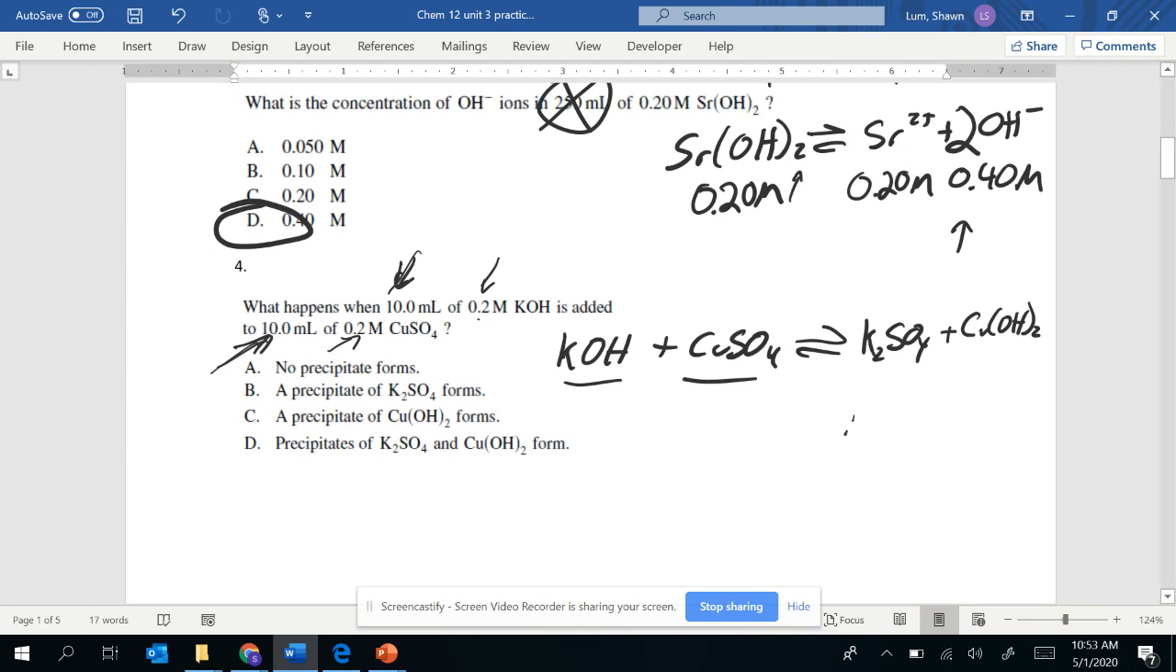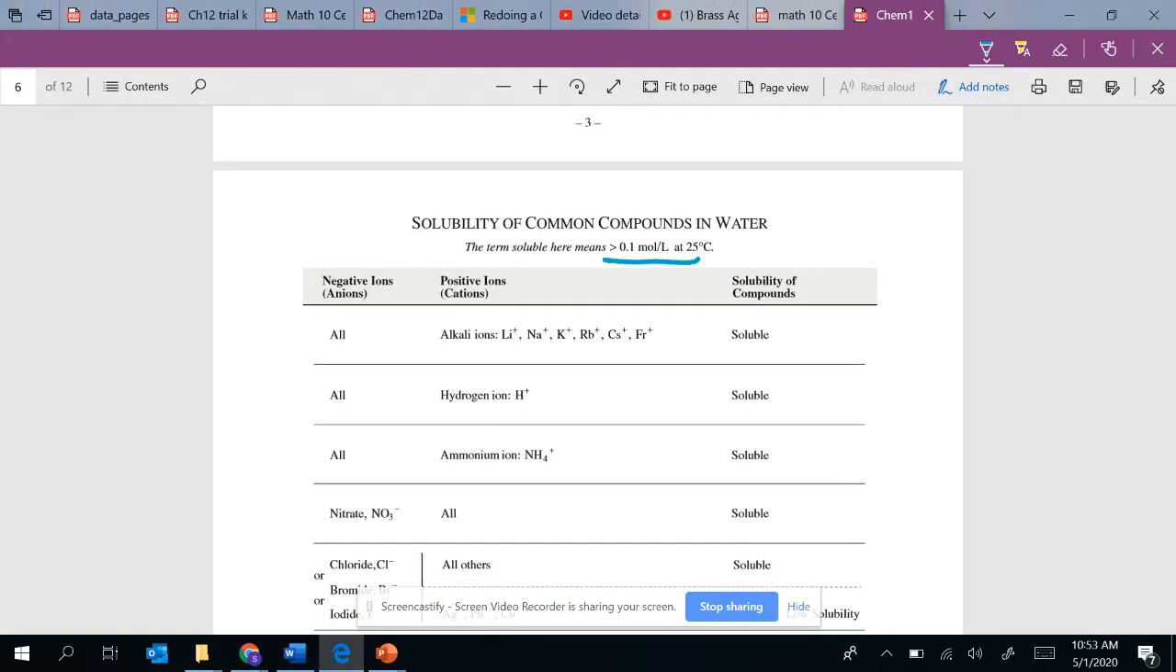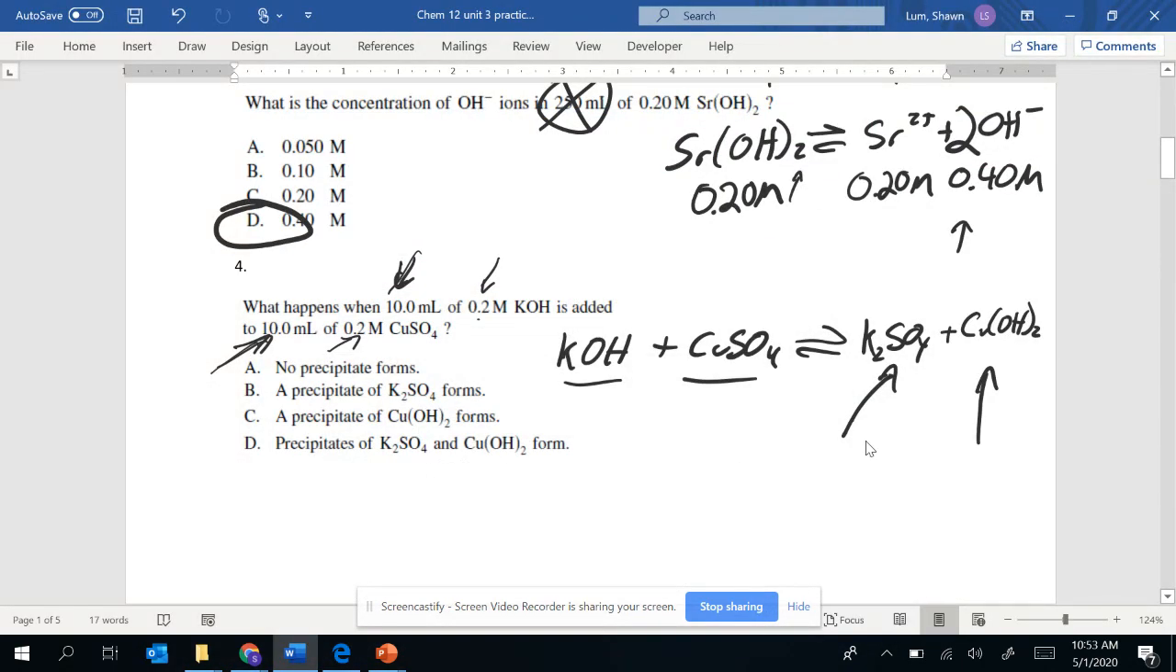Let's take a look at these two different things right here. So let's take a look at K2SO4 to see if it forms a precipitate. So we're going to open this up and take a look at K2SO4. So here is SO4, and K, which is part of all the others, is soluble. So that means no precipitate. So for this one, no PPT, no precipitate.